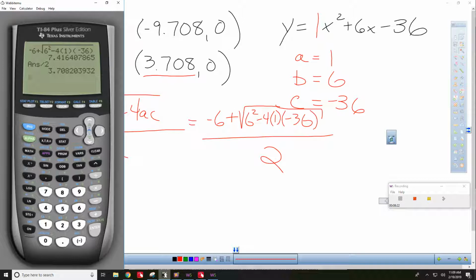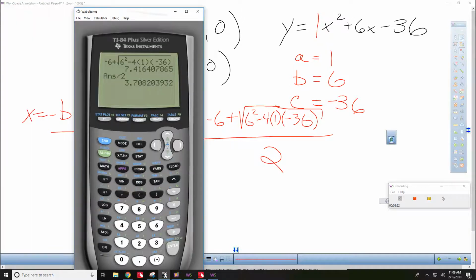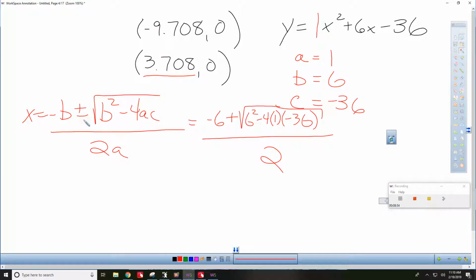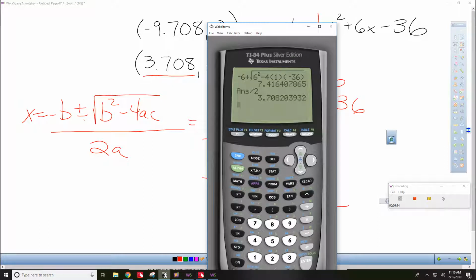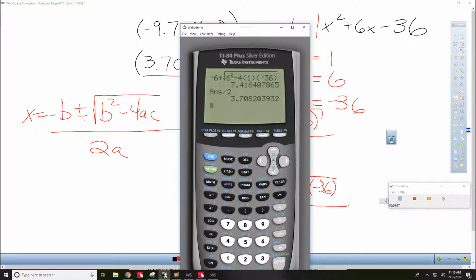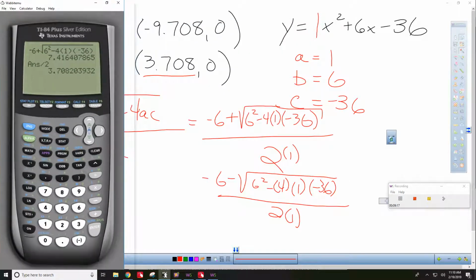So, remember the plus or minus thing? See this? So now we have to do the same thing with a minus. And I don't want to confuse anybody, so I'm going to write all this out. And I guess I should have written 2 times 1, because A is 1. Okay? And I'm lazy, because I do math. So now we'll do the same thing.